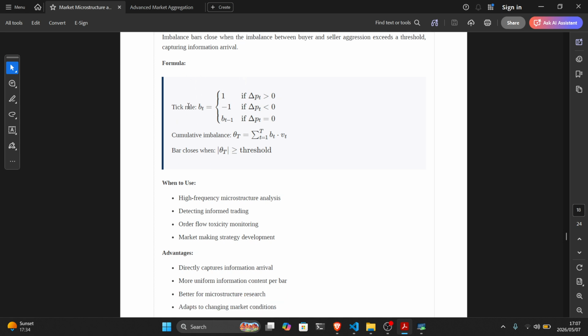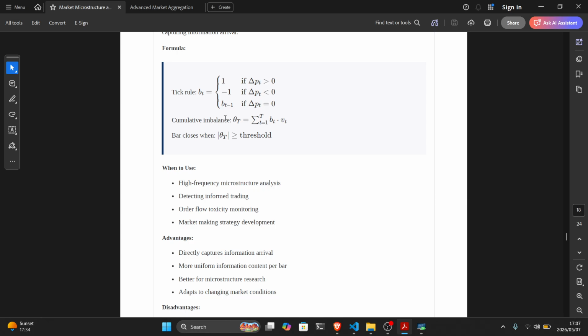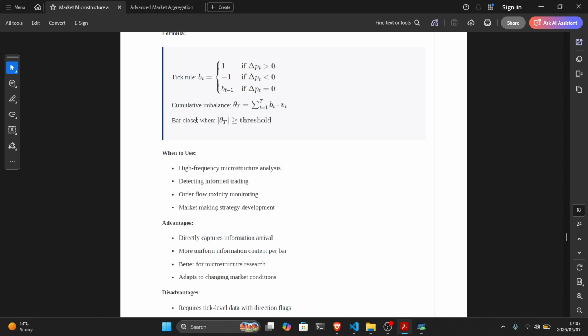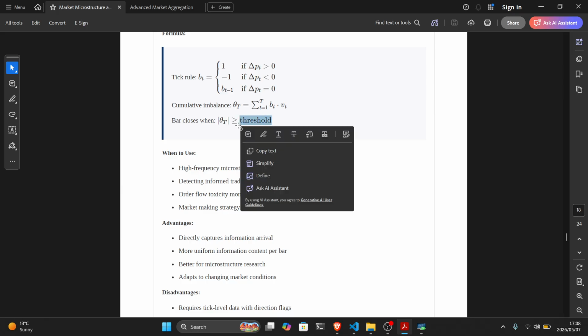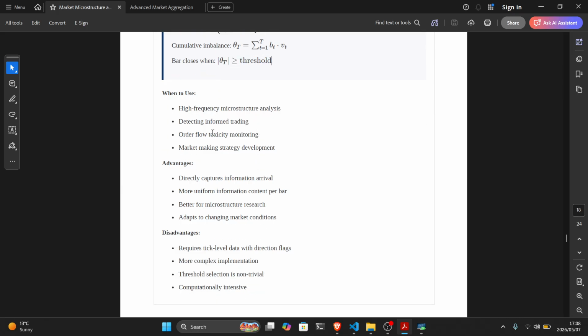Here's the formula. Tick rule is defined as B sub t equals 1 if delta p sub t is greater than 0, negative 1 if delta p sub t is less than 0, and B sub t minus 1 if delta p sub t equals 0. The cumulative imbalance is defined as theta sub t equals the sum of B sub t times V sub t, where V sub t is our prior volume variable that we used in one of our other aggregations, from t equals 1 up until t. The bar close condition is defined as the absolute value of theta sub t is greater than or equal to some threshold.